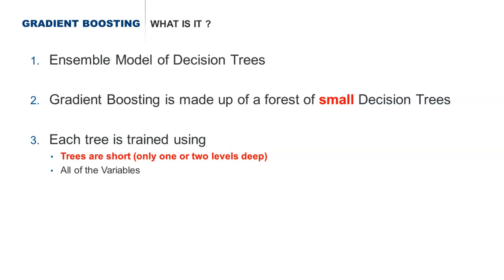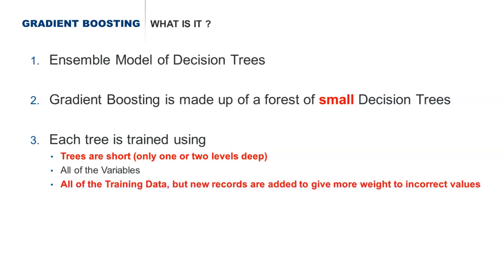Also, the random forest only uses some of the variables. The gradient boosting uses all of the variables. What about the data? Well, the gradient boosting uses all of the data, except that each time it builds a new tree, it adds records. Well, what records does it add? It adds records on the ones it got wrong. So it's always trying to fix the thing that it got wrong. So the number of records grows with the gradient boosting.